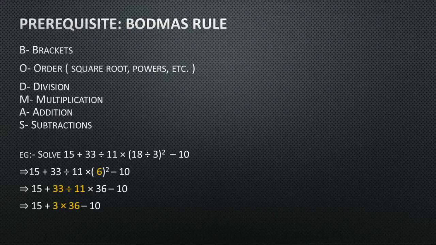So the next term is multiplication. In our expression, 36 into 3 needs to be evaluated. After evaluating, the equation reduces to 15 + 108 − 10. Now getting back to the rule, the last two steps which need to be done are addition followed by subtraction. So we need to add 108 plus 15, which would give us 123, and from 123 we need to subtract 10 to get our final answer. I guess the concept of the BODMAS rule is clear.